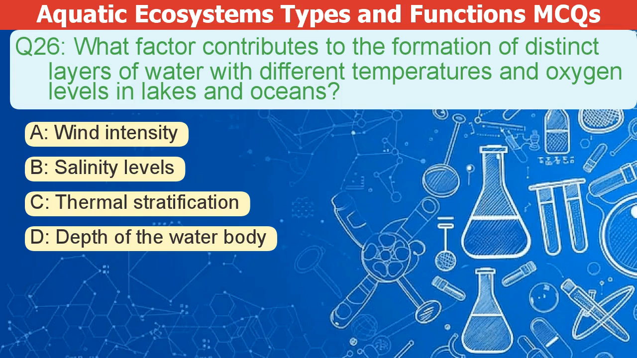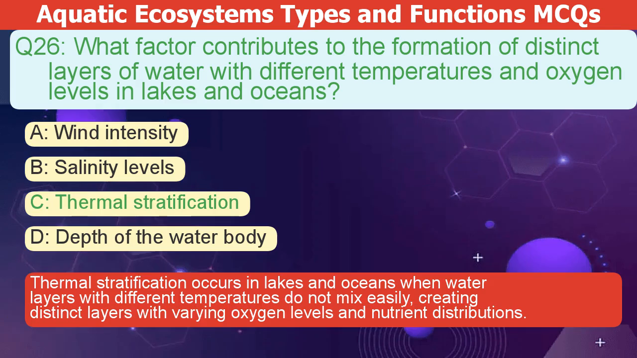How do plants in aquatic ecosystems turn sunlight into chemical energy? A. Photosynthesis. B. Respiration. C. Decomposition. D. Fermentation. The correct answer is A. Photosynthesis is the process by which plants convert sunlight into energy.